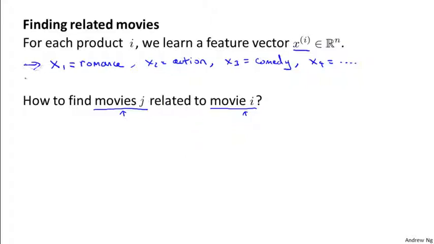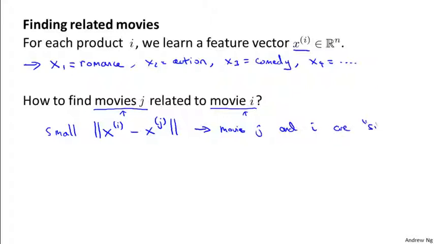So now that we've learned these feature vectors, this gives us a very convenient way to measure how similar two movies are. In particular, movie i has a feature vector xi, and so if you can find a different movie j so that the distance between xi and xj is small, then this is a pretty strong indication that movies j and i are somehow similar, at least in the sense that someone that likes movie i may be more likely to like movie j as well.